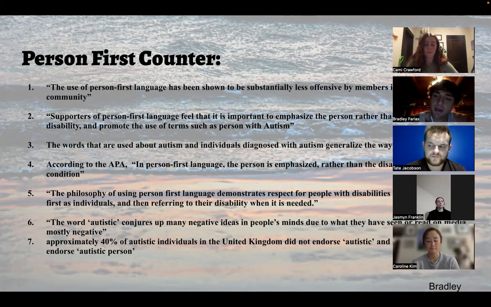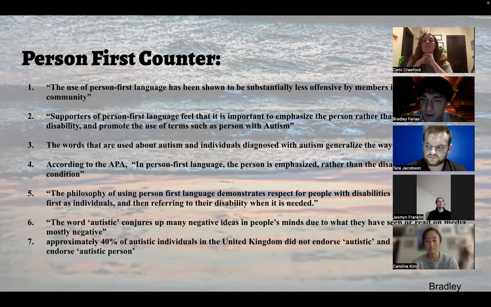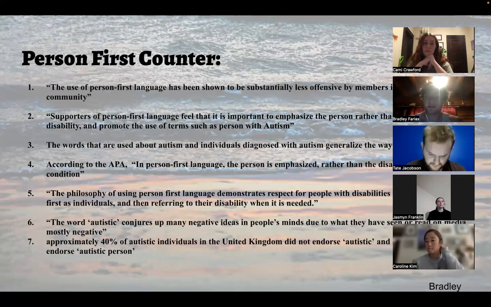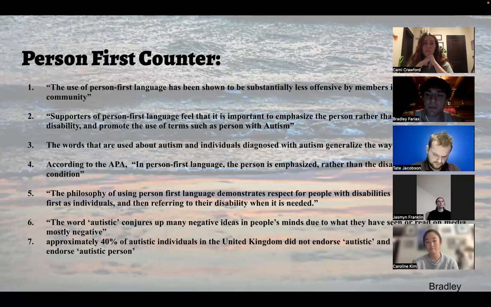Second point, individuals on the spectrum should have their humanity emphasized rather than their condition. Tabeos ETR states that the supporters of person first language feel that it is important to emphasize the person rather than the disorder or disability and promote the use of terms such as person with autism. It is important to highlight the person rather than the individual by stating person diagnosed with autism rather than autistic person. You are placing the importance on the fact that the individual is indeed a person who just happens to be diagnosed with autism.